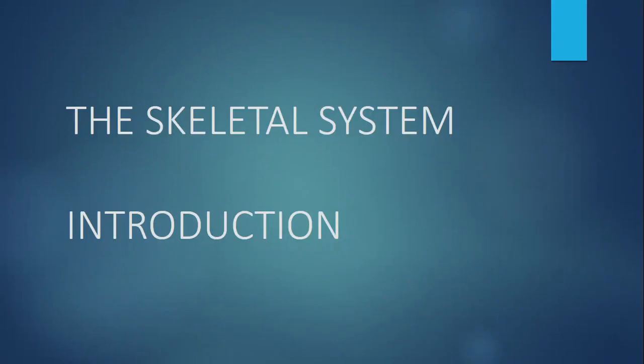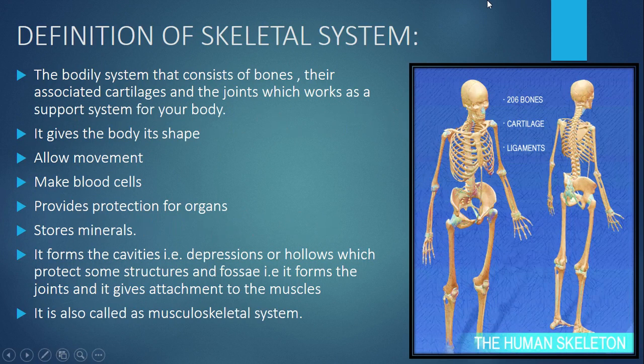Hello everyone. In today's topic we are going to discuss the skeletal system. The definition of the skeletal system: the bodily system that consists of bones, their associated cartilages and joints, which work as a support system for your body. For a body to work, it needs bones, cartilages and joints. It gives the body its shape. So the skeletal system is the one which gives the body a shape.